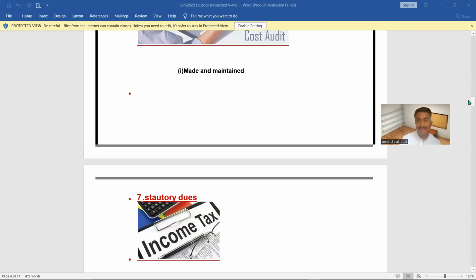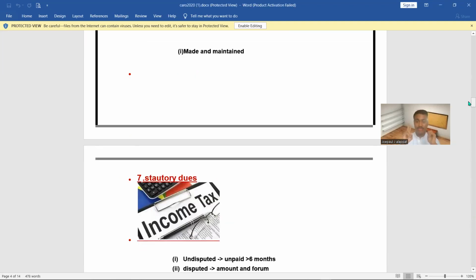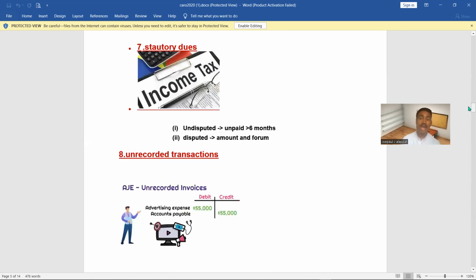In the case of statutory dues, if your statutory dues are undisputed and you haven't paid them within 6 months, the auditor has to report that. Then, if it is disputed, the auditor has to see how much amount is disputed and where it is disputed. For example, the company has some income tax dues. Then the auditor has to see that this amount of dues is disputed with the income tax authority. How much amount, and for which authority. That's all. Undisputed above 6 months. Disputed amount and forum. That's all.